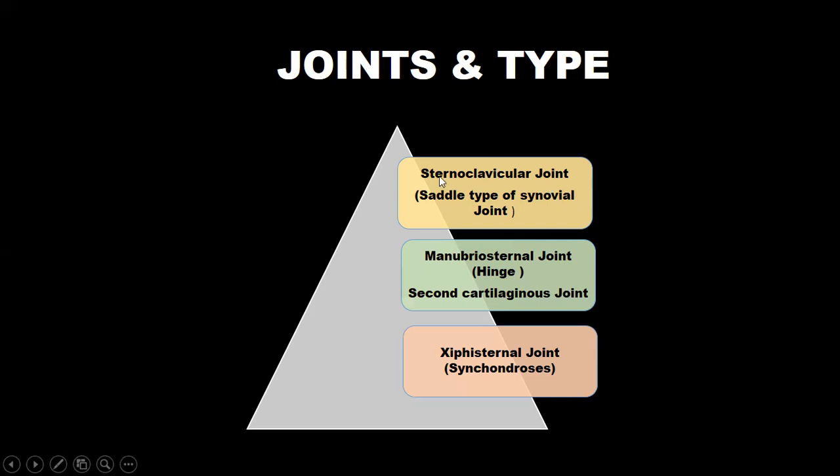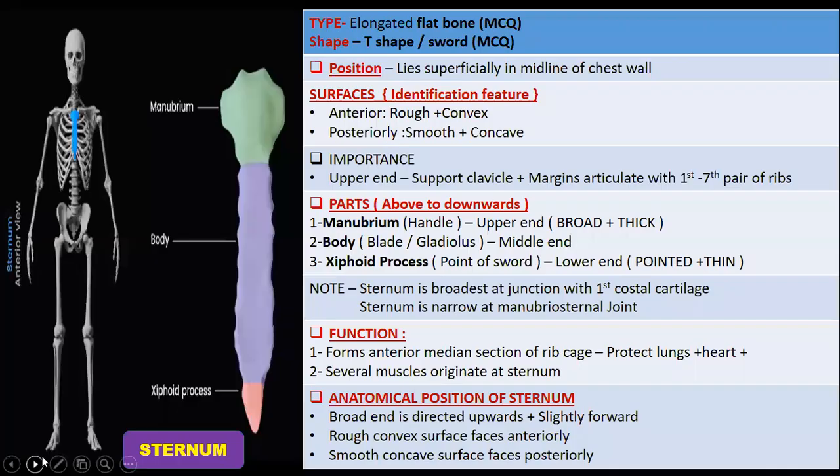As the name suggests, this joint is between the sternum and the clavicle. We'll see forward. It is a saddle type of synovial joint. When we talk about the manubriosternal joint, it is a hinge type of synovial joint. It is a secondary cartilaginous joint, and it might come in the MCQs very frequently. Xiphisternal joint, that is the sternum and the xiphoid process, and it is a synchondrosis. So you need to remember this slide very thoroughly.